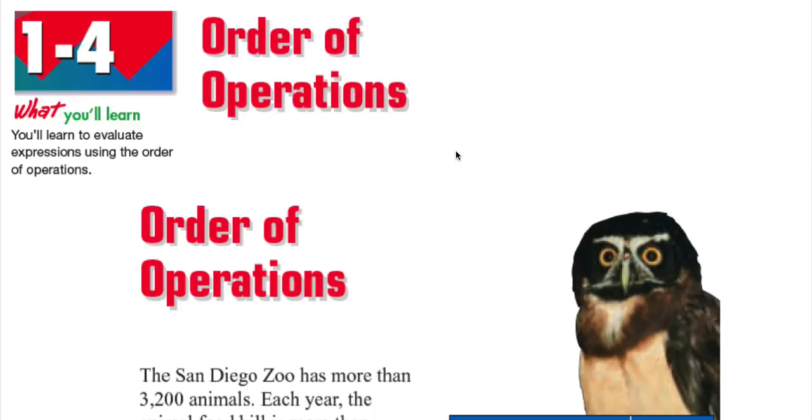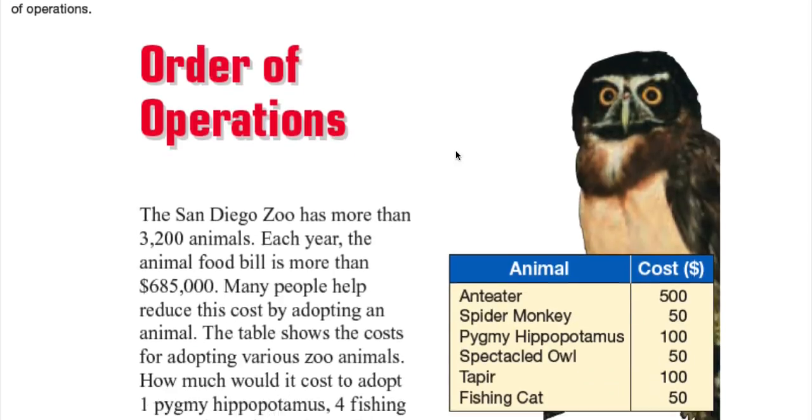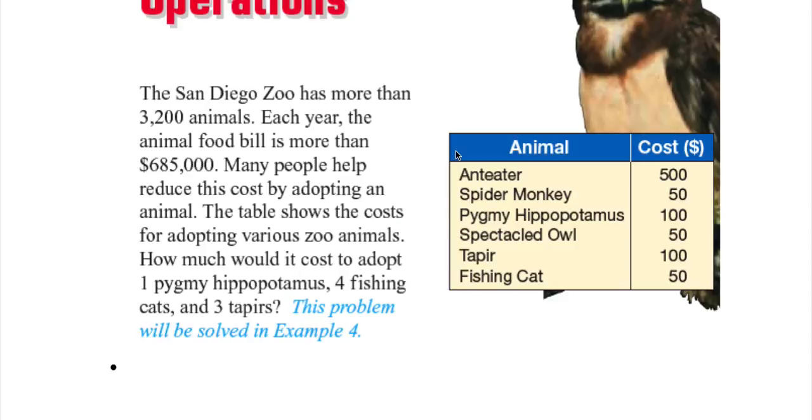Let's take a look at this example in San Diego Zoo. It has more than 3,000 animals. Each year, the animal food bill is more than $685,000. How many people help reduce this cost by adopting an animal?